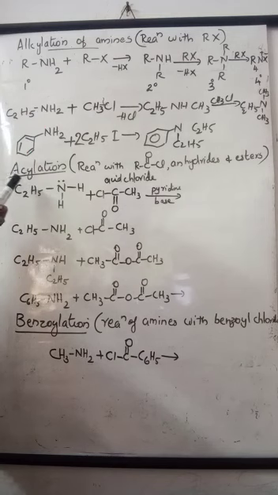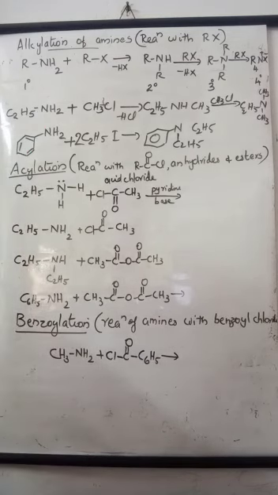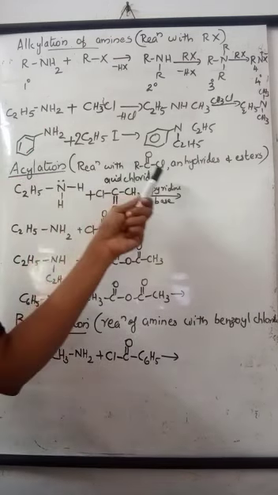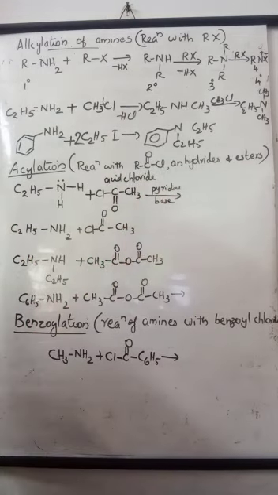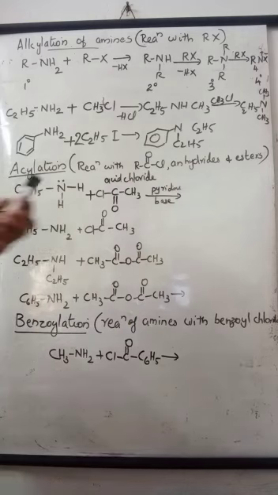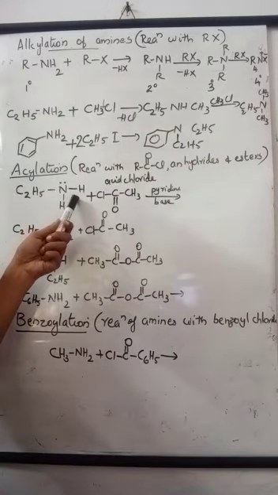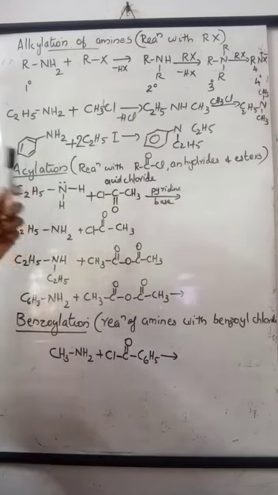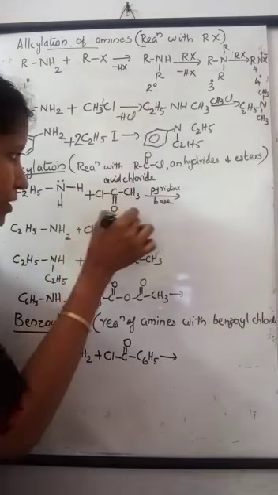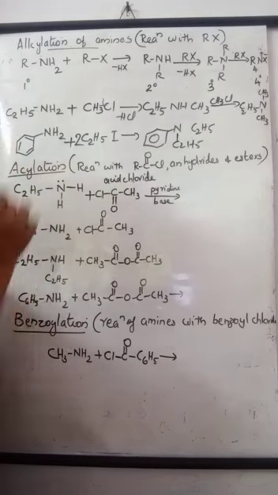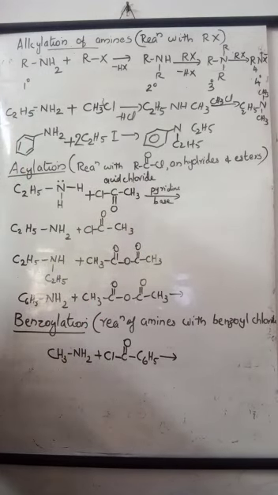Next one, acylation of amine. Acylation means reaction of amines with acid chloride or anhydrides or esters. Here the hydrogen atom of the amine will be replaced by an acyl group, that is this CH3CO group. This group will be introduced into the amino group.